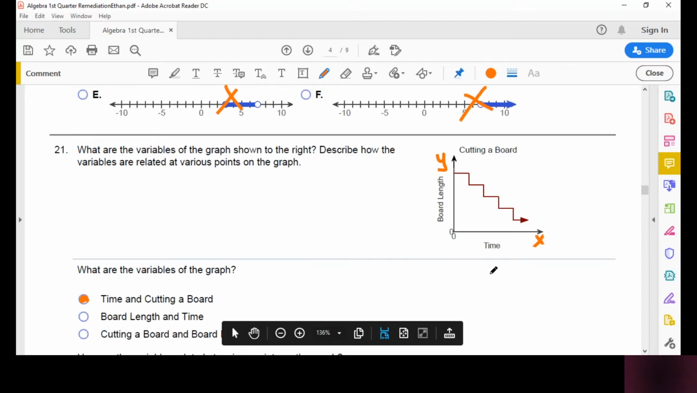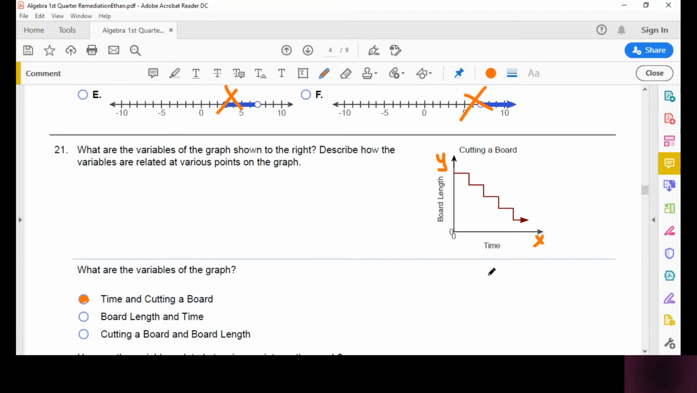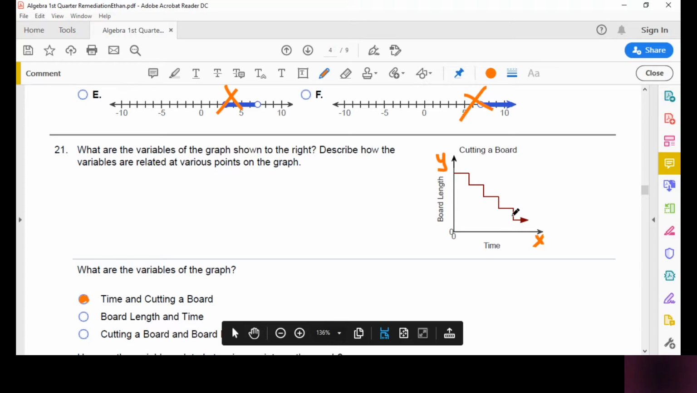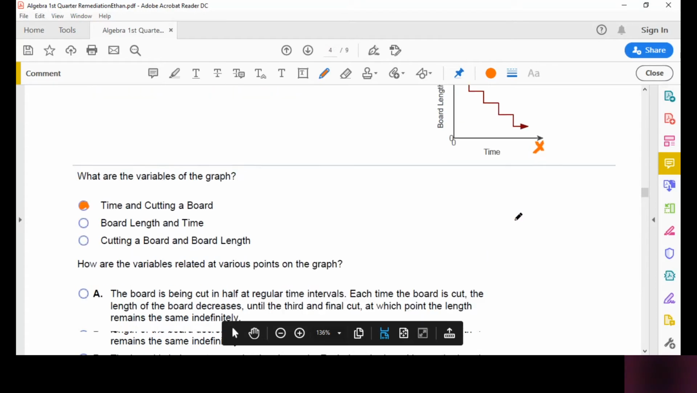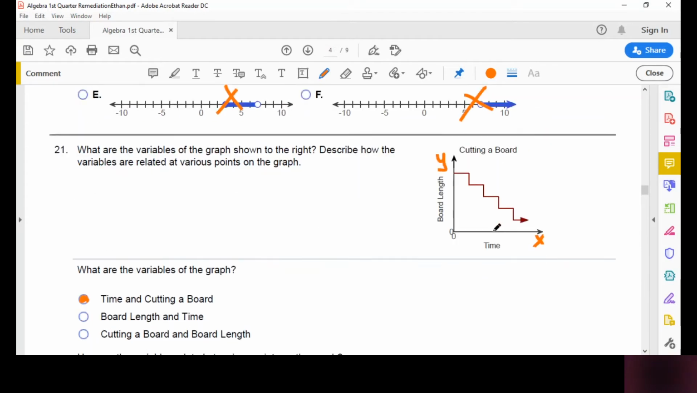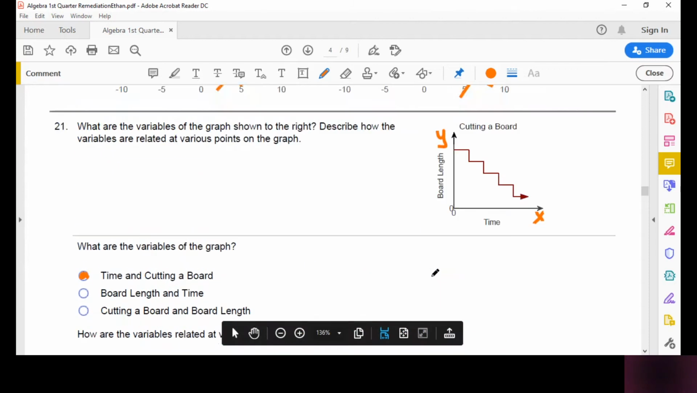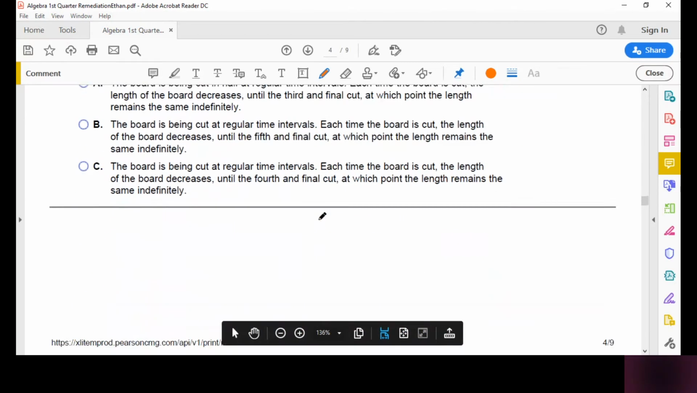So if you read each one and look at your graph and compare what you're reading to what the picture is, you can see this was cut 1, 2, 3, 4. It wasn't cut 3 times like the first one says. It wasn't cut 5 times like the second choice said. It was cut 4 times. And the arrow means it goes on in that direction forever.